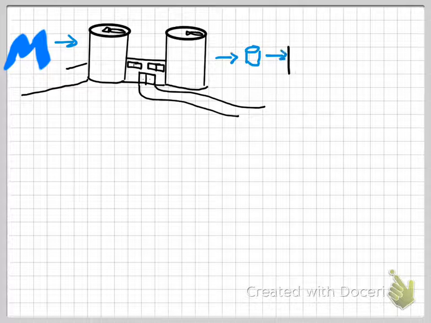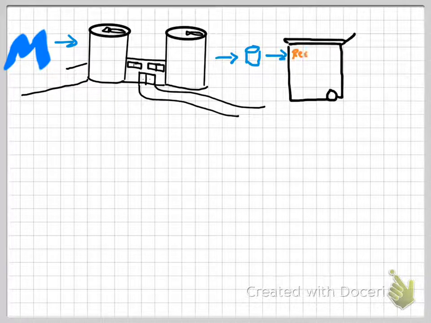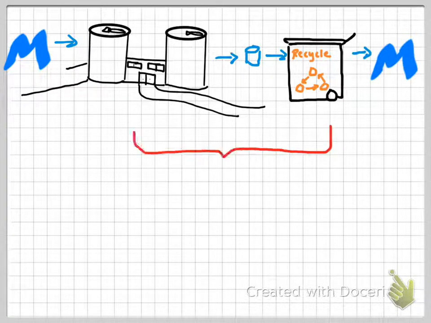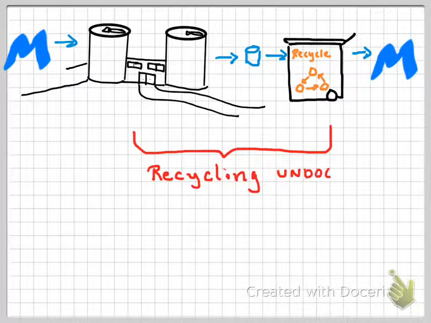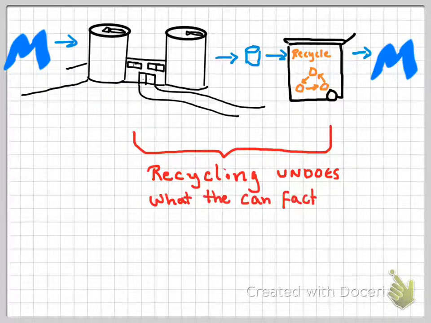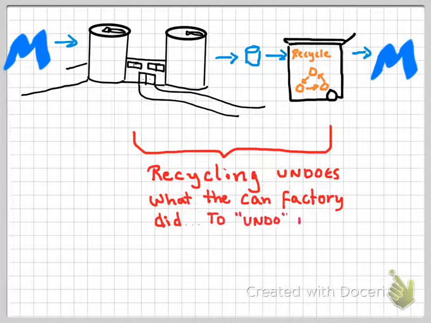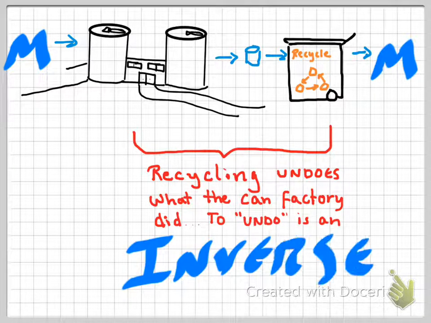Metals go into the factory, can comes out, can is used, put into the recycling bin. Well, the recycling bin and the can company undo each other. So the recycling undoes what the can company factory did. We started with metal, and after we recycle it, we end with metal. This is known as undoing or inverses. Inverses are simply undoing functions, or in this case, undoing factories.